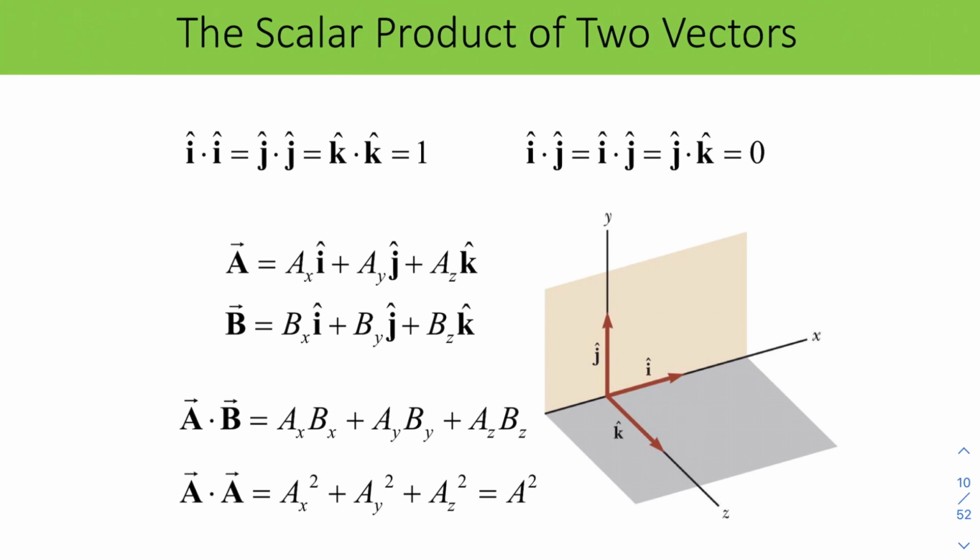How about if we have A dot A? Again, we multiply A with A: AX times AX, so you have AX squared. Just like that, AY times AY, so you will have AY squared. The same goes for Z. So in terms of magnitude, it is actually A squared.